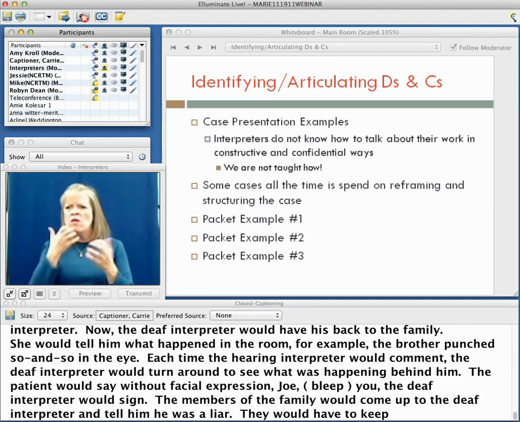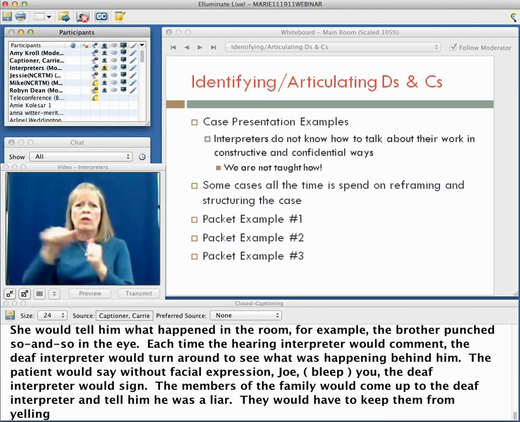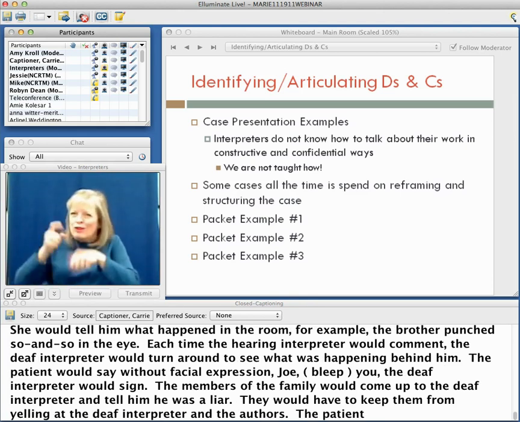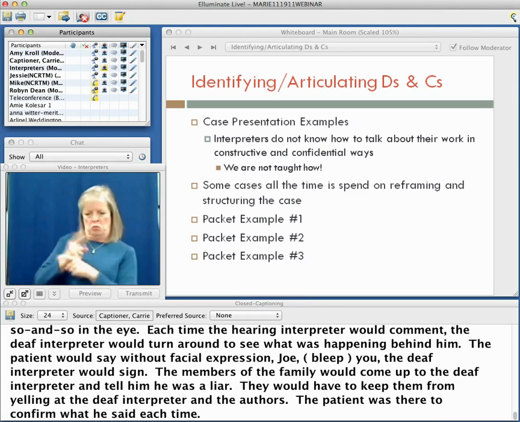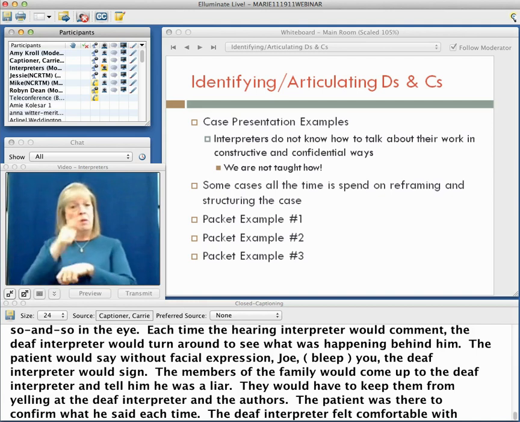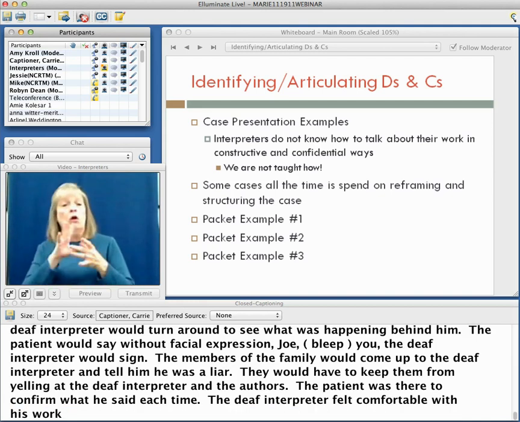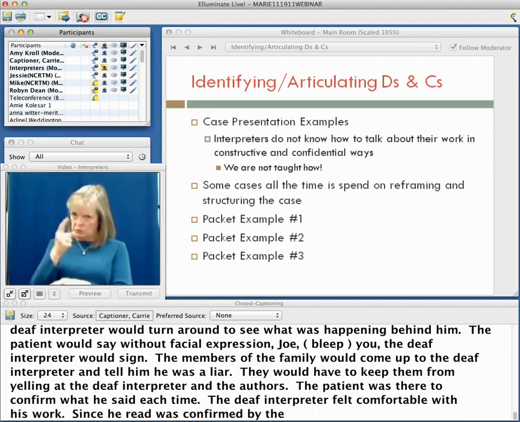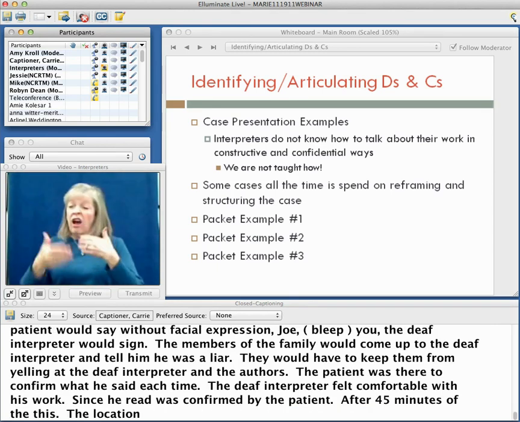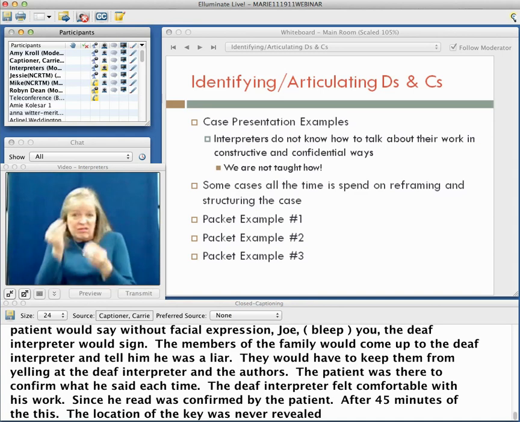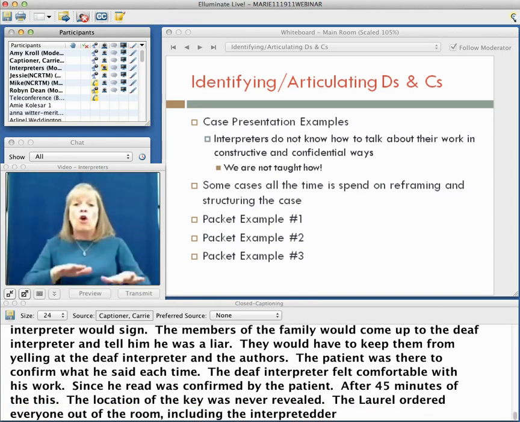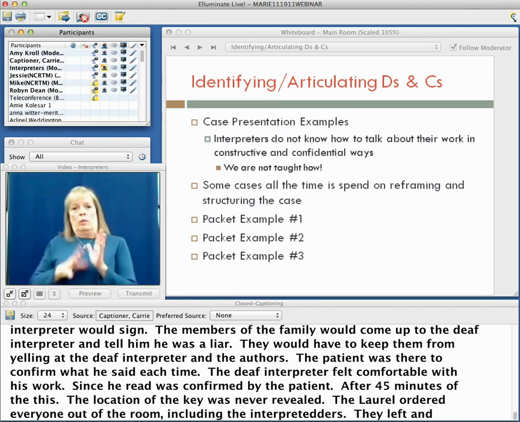The patient would confirm what he said each time, and the lawyer was there to confirm the eye movements for yes and no. The deaf interpreter felt comfortable with his work, since what he read was continually confirmed by the patient. After about 45 minutes of this, by which the location of the key was never revealed, the lawyer ordered everybody out of the room, including the interpreters. At that point, the interpreters left and agreed they needed to calm down, but they never debriefed with each other. The deaf interpreter was never called back after that.